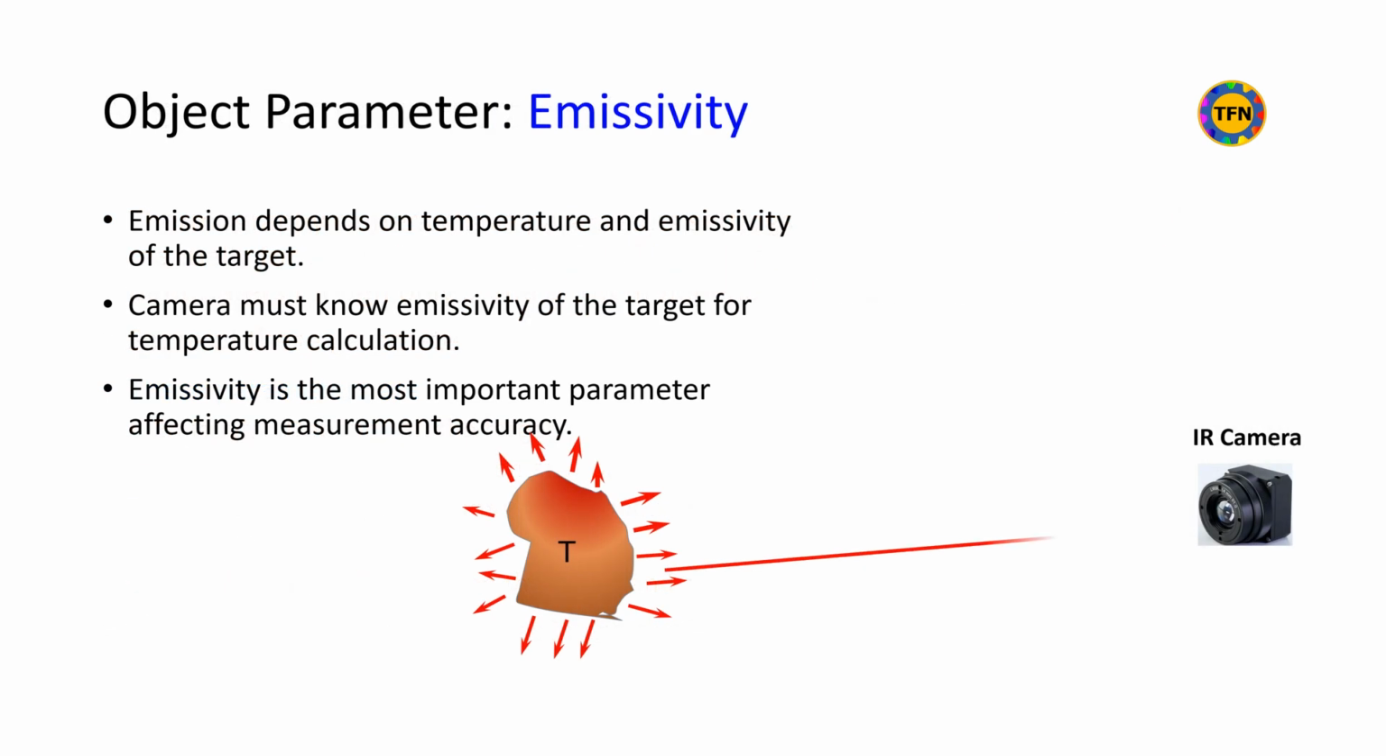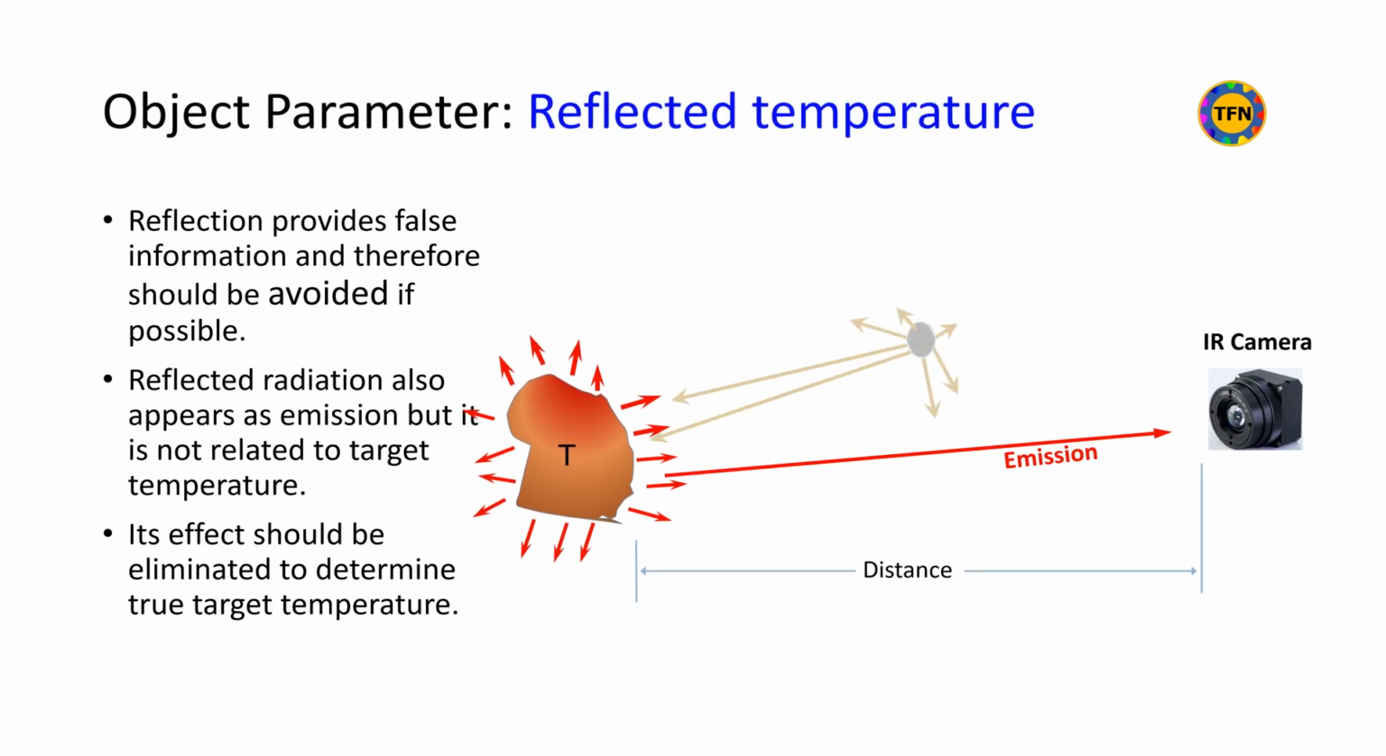Emission intensity is proportional to the temperature, and emissivity determines emission intensity in comparison to reference object, blackbody. Therefore, emissivity is the most important parameter for temperature measurement. Unfortunately, it is tricky to determine. Reflected radiation is not distinguishable from emitted radiation, but only emitted radiation is related to temperature. Reflected temperature parameter is used to eliminate effect of reflected radiation.